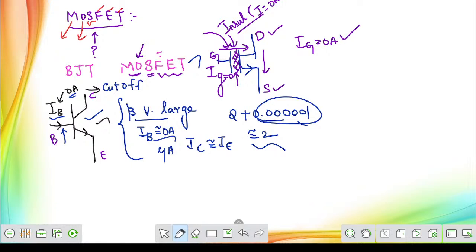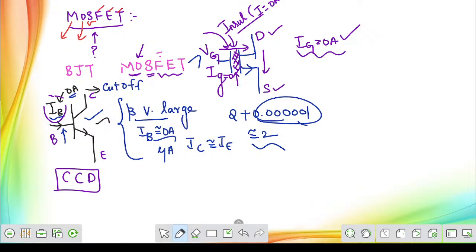Then what we are doing, sir, at the gate terminal in a BJT, with the help of current we are switching on the device or controlling the device. That's why we call it a current controlled device. This is called a current controlled device. One more question. If it is not being controlled in terms of current in a MOSFET, if the current will be 0, then how are we controlling it?